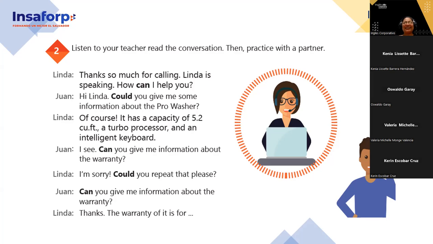Thanks so much for calling. Linda is speaking. How can I help you? Hi, Linda. Could you give me some information about the Pro Washer? Of course. It has a capacity of 5.2 cubic foot, a turbo processor, and an intelligent keyboard. I see. Can you give me information about the warranty? I'm sorry. Could you repeat that, please? Can you give me information about the warranty? Thanks. The warranty of it is for 1 month. Okay. Thank you, guys.